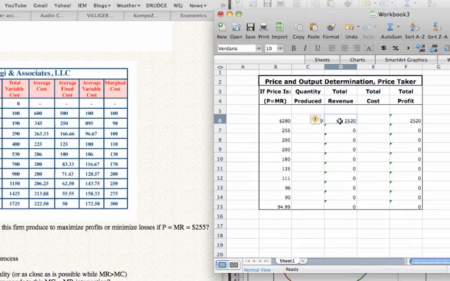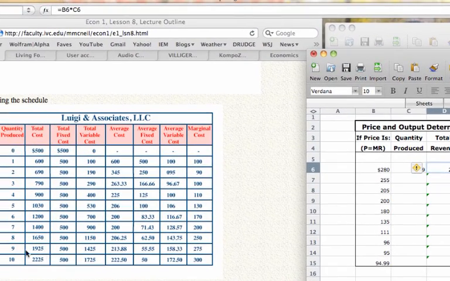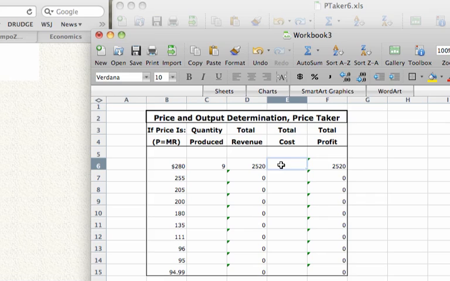And this little spreadsheet is set up to calculate how much is the total revenue. That's price times quantity. Then the total cost is given to you here. When they produce 9 units, the total cost is $1,925. And there is your total profit, $595. This is economic profit. The firm is very happy. This is after all costs, including a normal profit. All costs, implicit and explicit, are paid.